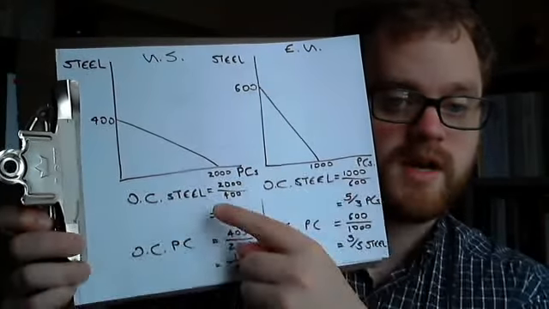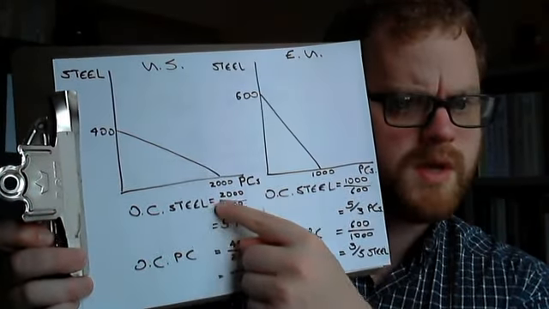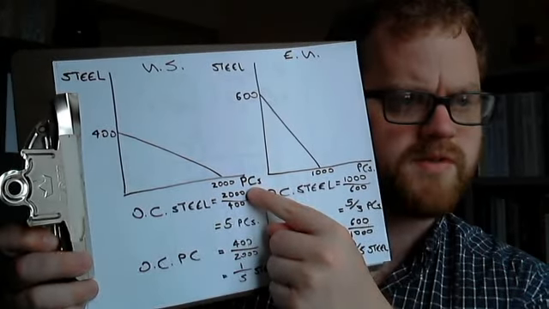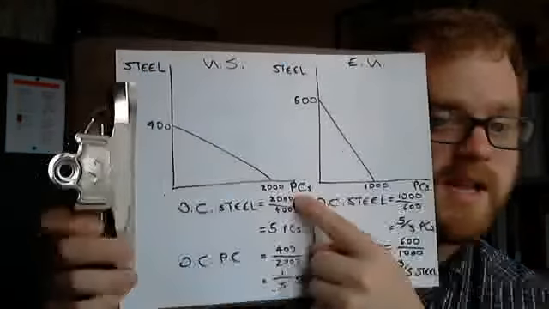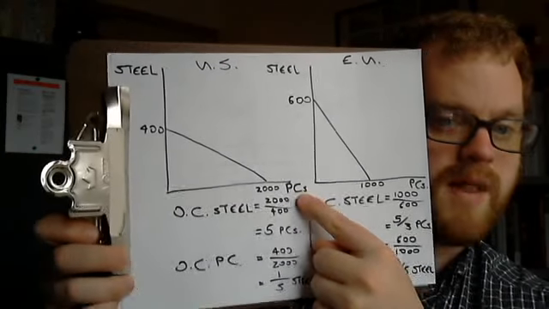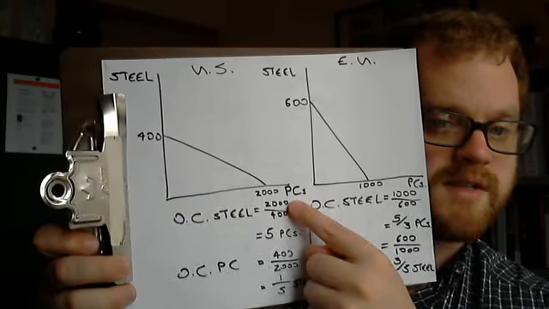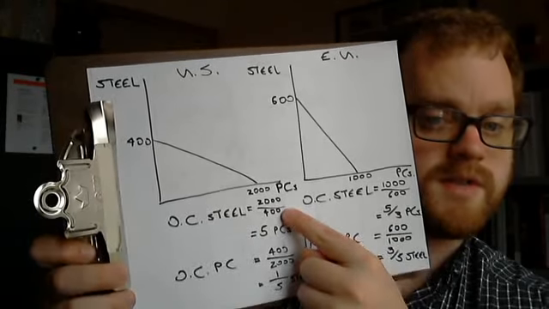So the opportunity cost of 1 ton of steel then would be the 2,000 PCs we could have made. But that's not the opportunity cost of 1 ton of steel, right? That's how many PCs we could make in a month. So that's the opportunity cost of the 400 tons of steel we made.